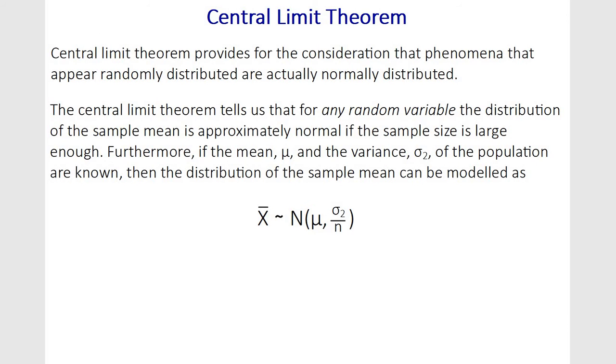And that brings us to the Central Limit Theorem. For any random variable, the sample mean is approximately normal if the sample size is large enough. It doesn't matter what the distribution of that random variable is. If I make the sample size big enough, the mean and the variance will be approximately normally distributed. All right, let's do an example.